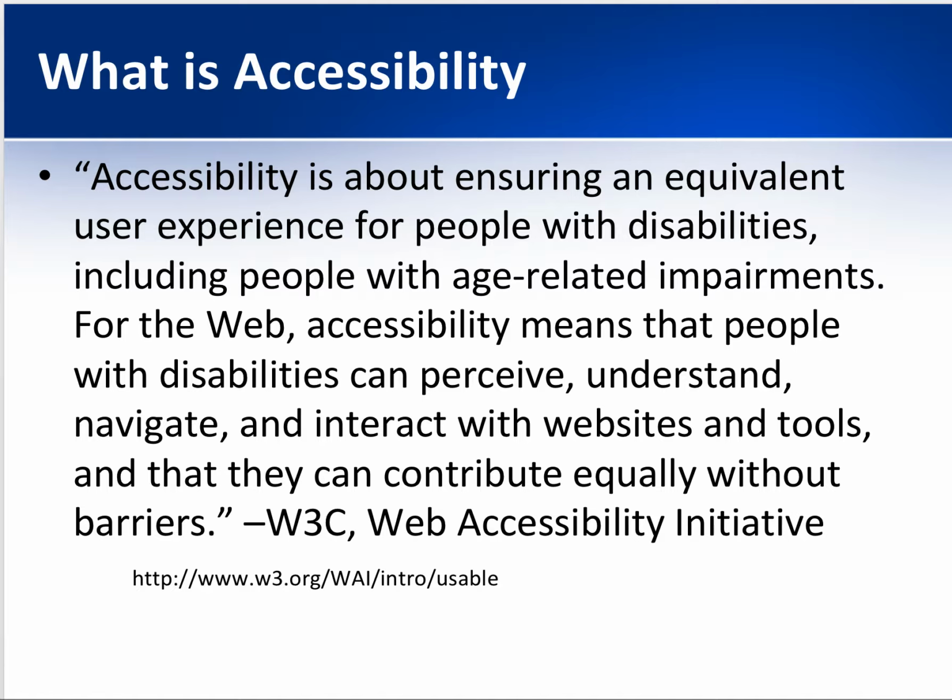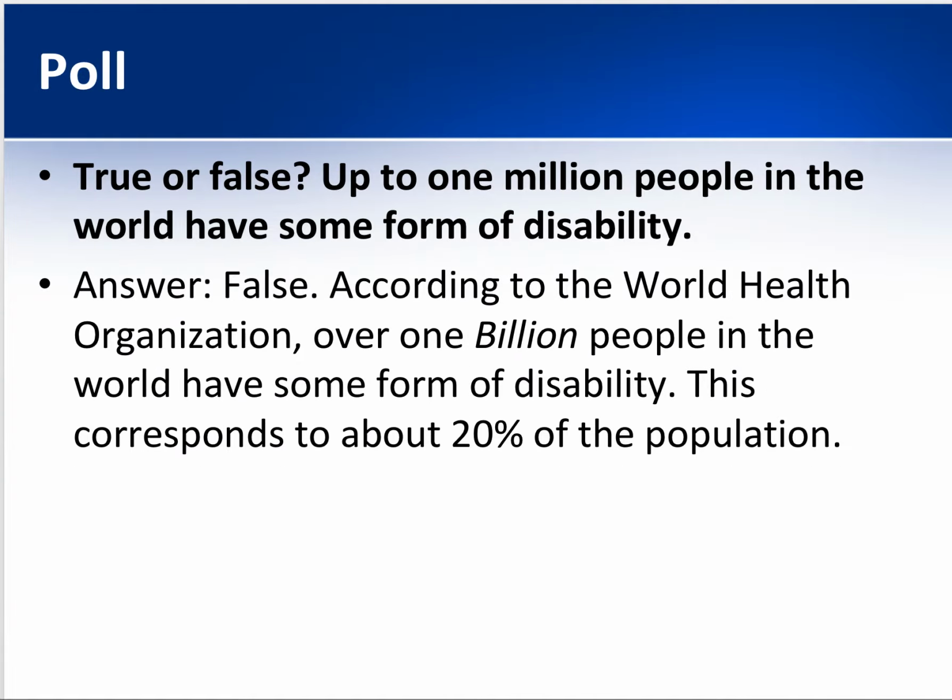So, what is accessibility? I'm going to read you this quote. Accessibility is about ensuring an equivalent user experience for people with disabilities, including people with age related impairments. For the web, accessibility means that people with disabilities can perceive, understand, navigate, and interact with websites and tools, and that they can contribute equally without barriers. So, it's ensuring everybody gets an equal experience.